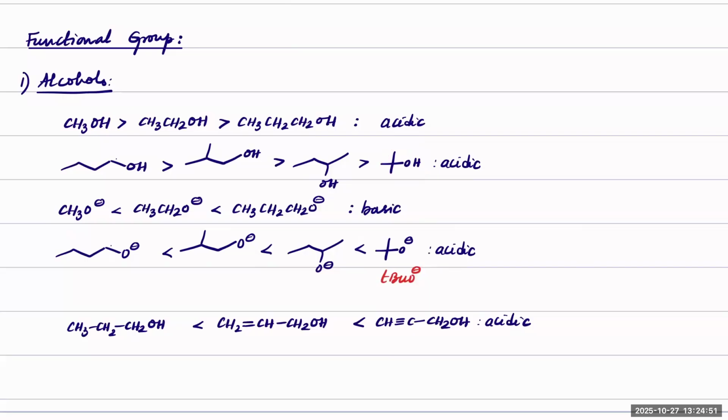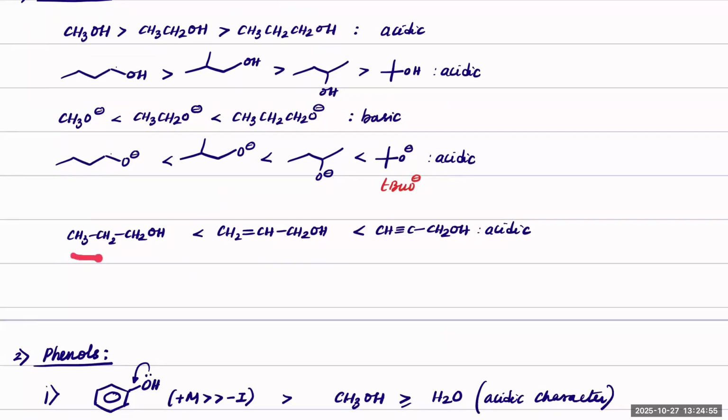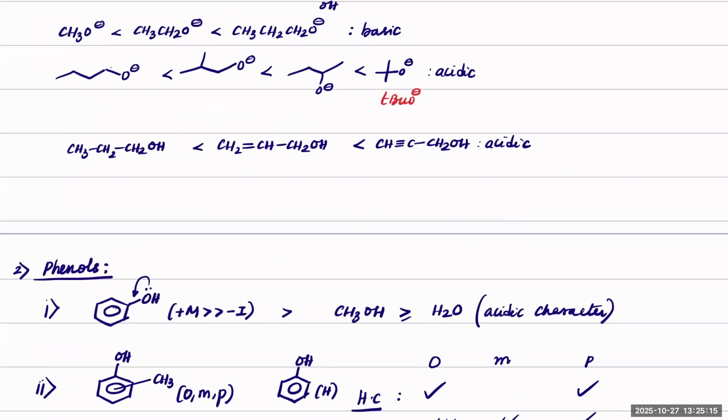Next, you can see this is all going to be sp2 carbons, 1 2 3 sp2 carbon with alcohol. These are all sp3 carbon. Now we have sp2 carbon, then we have sp carbon. So sp is more withdrawing here, because of which the acidic character will increase. All right, so that is how the acidic character should be checked.